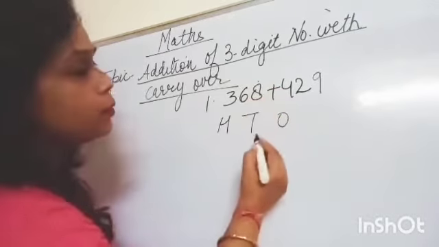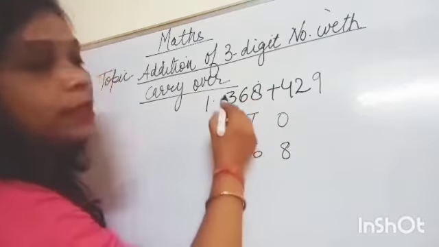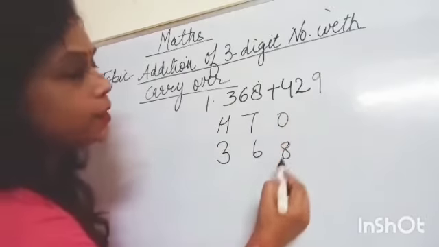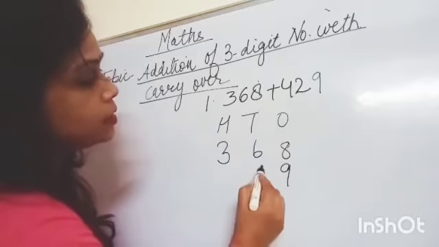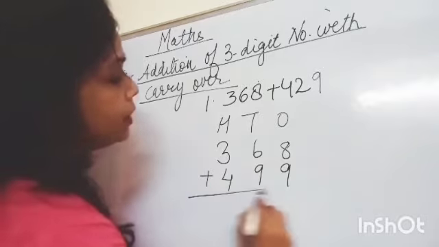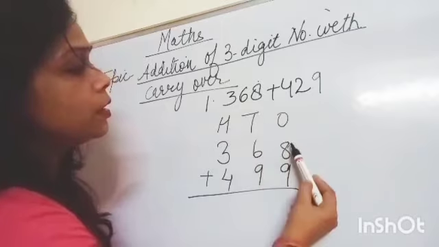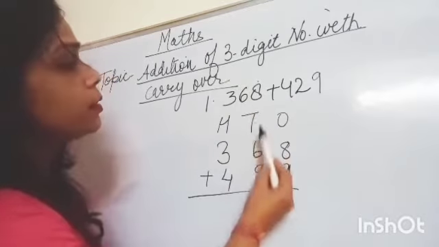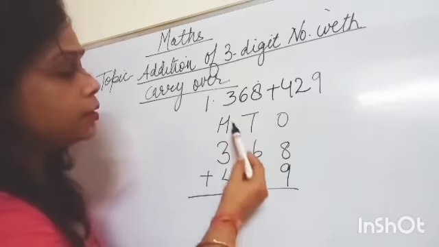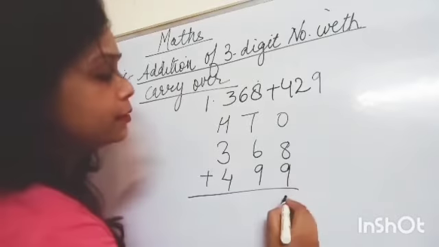The 8 is at ones place, 6 is at tens place, and 3 is at hundreds place. Then 9 is at ones place, 2 is at tens place, and 4 is at hundreds place. So accordingly we have written the numbers according to the place value. We have written all the ones under the ones column, the tens under the tens column, and the hundreds under the hundreds column. Now let us add. 8 plus 9 is 17.